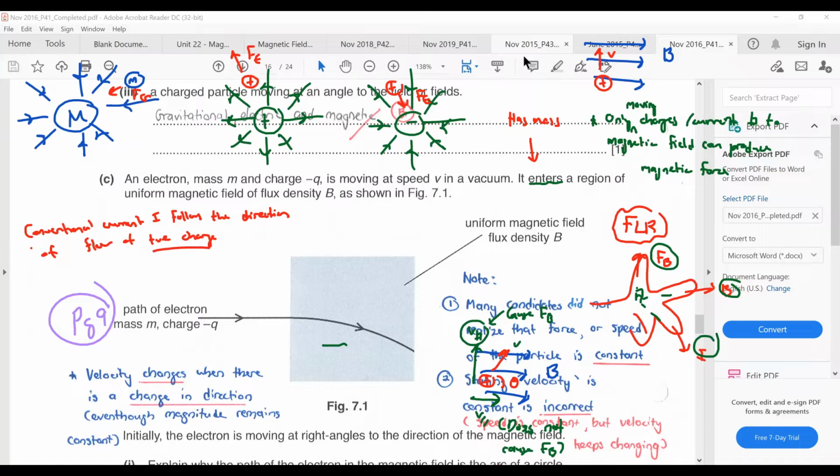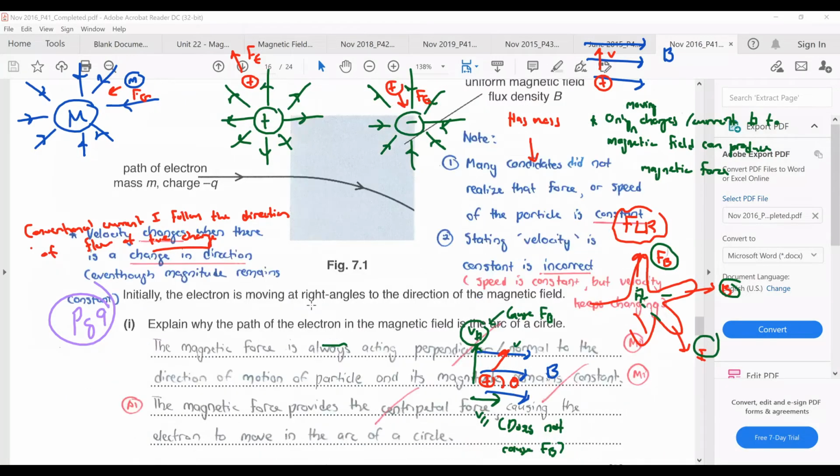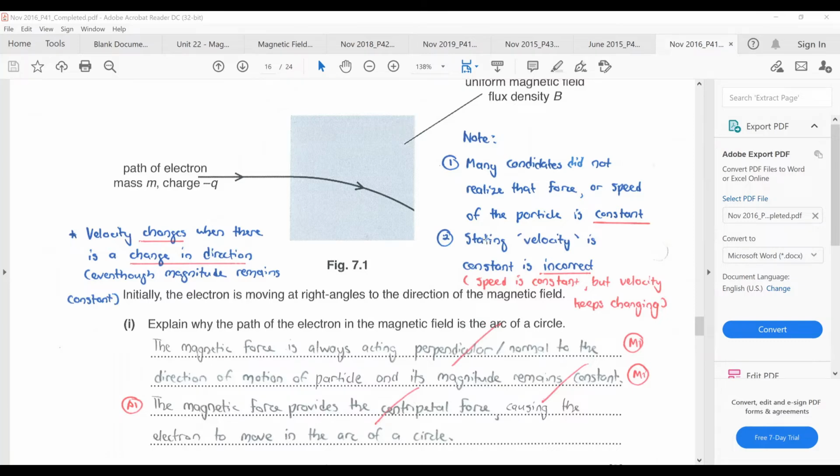Alright, so let me clear off the drawings. Wait, I don't need to clear that. They tell you an electron of mass m and charge negative Q is moving at speed v in a vacuum. It enters a region of uniform magnetic field of flux density B as shown. Initially, the electron is moving at right angles to the direction of the magnetic field. Explain why the electron moves in the arc of a circle. Okay, they're asking you to explain why the electron moves in the arc of a circle.